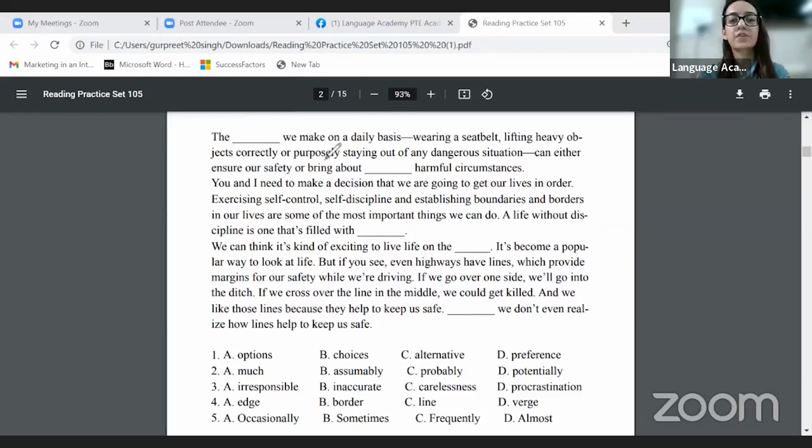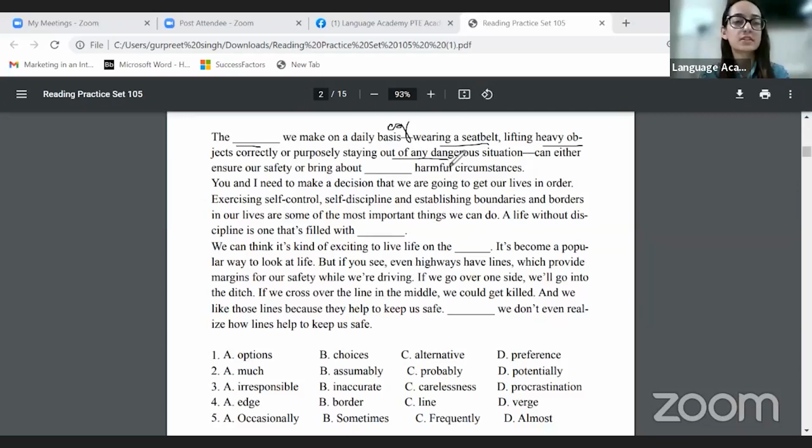This says the blank we make on a daily basis. Because the blank is in the beginning of the sentence, obviously they will give us some kind of explanation to understand what we make on daily basis. We can make food on daily basis. We can make a lot of things on daily basis. So the examples are given: wearing a seat belt, lifting heavy objects correctly, purposely staying out of any dangerous situation.